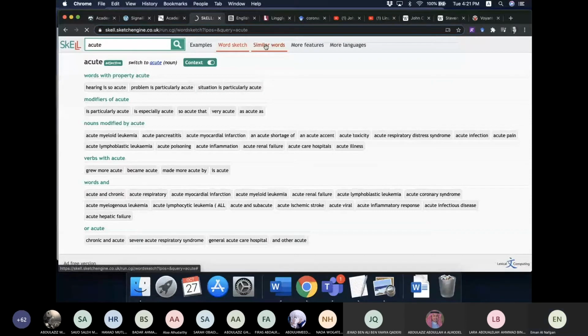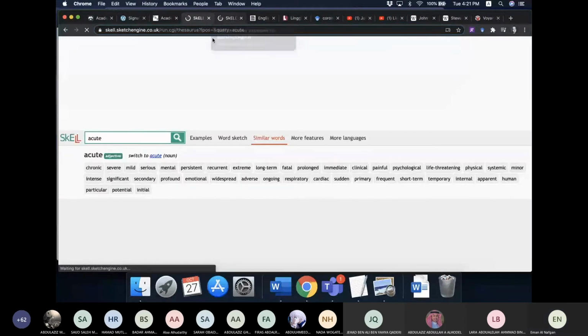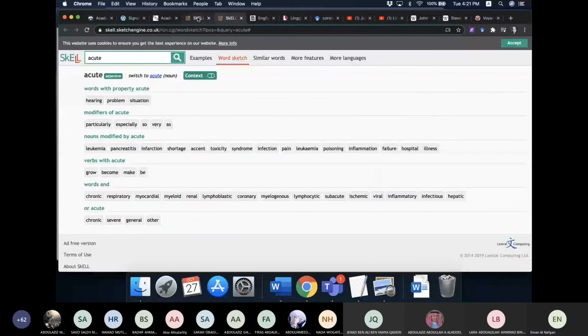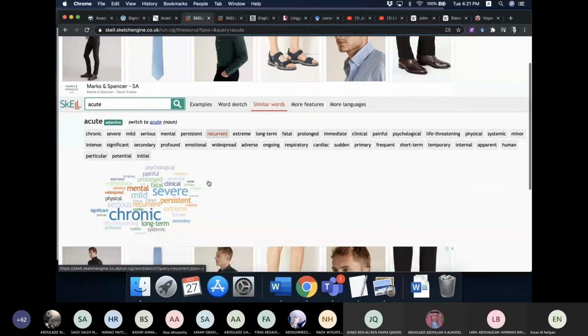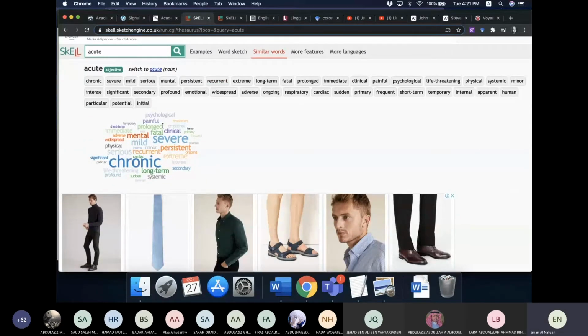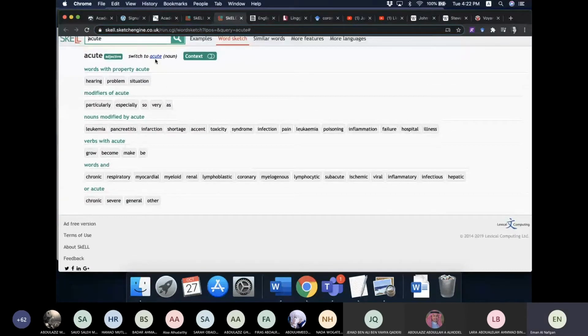Let's see if I can get some more words open at least. Okay, so here you have words that are similar to acute. So if you want synonyms, this is how you get them. And this word cloud shows you the words that are most like it and most likely to occur with it. The bigger they are, the more significant they are. All right, and we go back here. And of course, you can switch to acute as a noun and see.